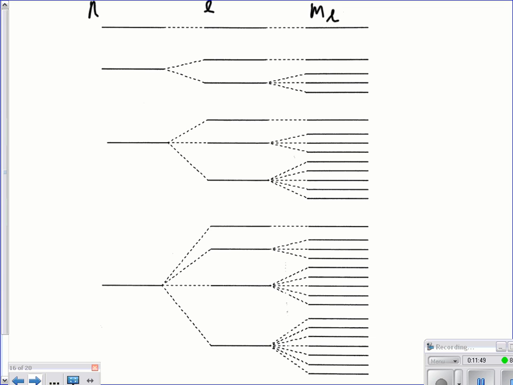L equals your sublevel. Remember, L can be anywhere from 0 to N minus 1, right? And then we know that our M sub L is going to be anywhere from negative L to positive L, just as a little reminder. Okay, so if we're looking at our energy levels, I'm going to do examples here for our first 4 energy levels.